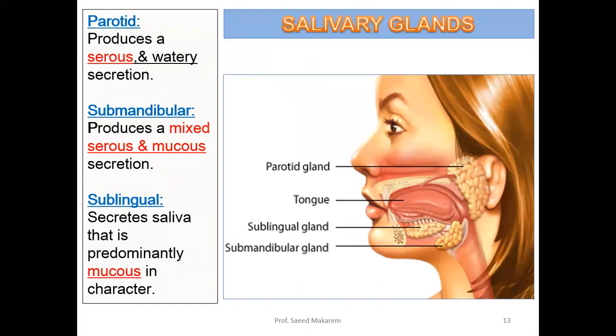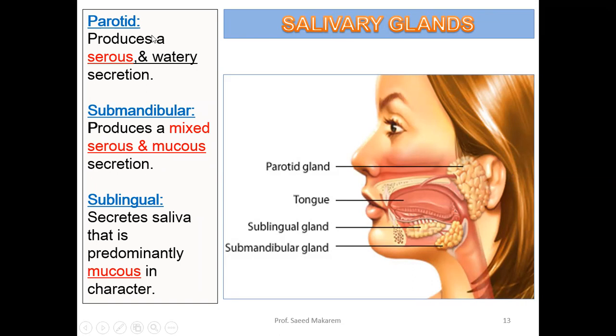The first one is the parotid gland. You can see here, this is the parotid gland. Then we have the submandibular gland, which is below the mandible. Sub means below, and mandibular because it is below the mandible. Then sublingual. Lingual means tongue, so below the tongue, it is called sublingual. So these are the three salivary glands: parotid, submandibular, sublingual.